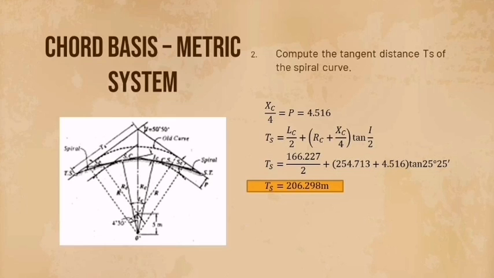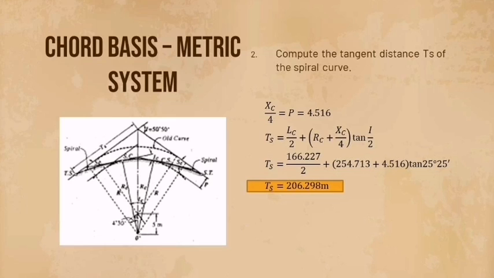So for number 2, compute the tangent distance TS of the spiral curve. So XC over 4 is equals to P, and P is equals to 4.516. So again, substitute. Here is the formula. So TS is equals to LC over 2 plus RC radius plus XC over 4, and tan angle of intersection over 2.